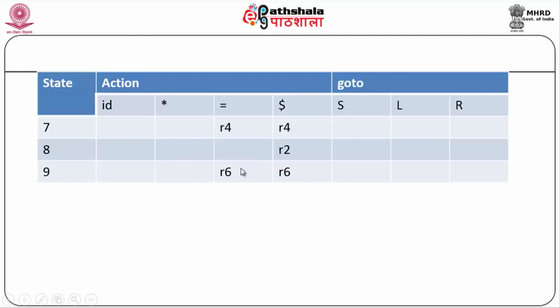I will have actually two components here, 9 and equal to will be R6, and 10 comma dollar will also be R6. So, having it as two different rows, I am combining them into a single row. That is what we have done basically here.